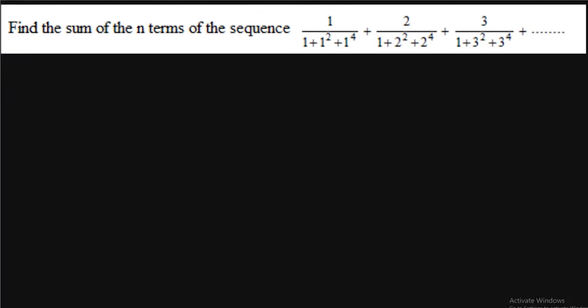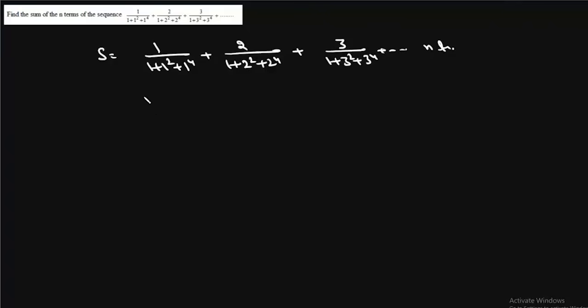Now here the question is, find the sum of the sequence, and it is 1 upon 1 plus 1 square plus 1 to the power 4, 2 upon 1 plus 2 square plus 2 to the power 4, 3 upon 1 plus 3 square plus 3 to the power 4 up to n terms. Now what we are going to do is we are going to write its general term, its rth term. Now for the first term we have 1, for the second term we have 2. So for this rth term we'll have this r, and it will be 1 plus r square plus r to the power 4. Now what we'll do is we'll add r square and we'll subtract r square.